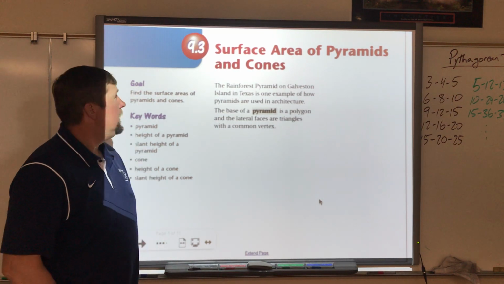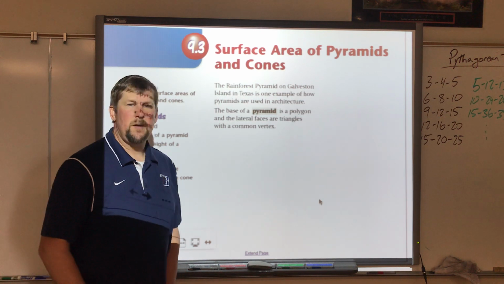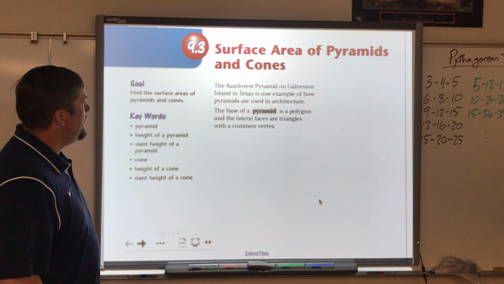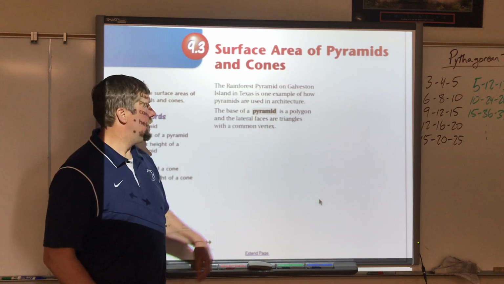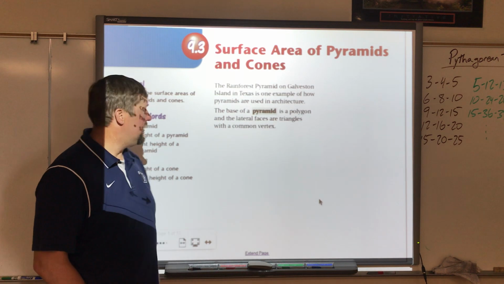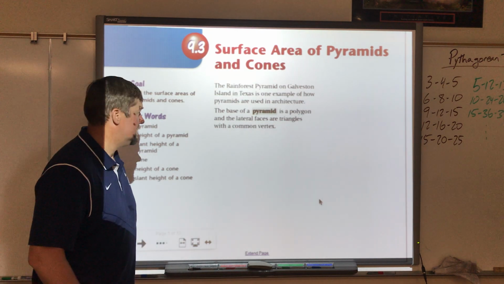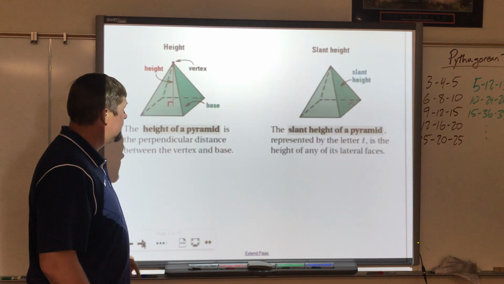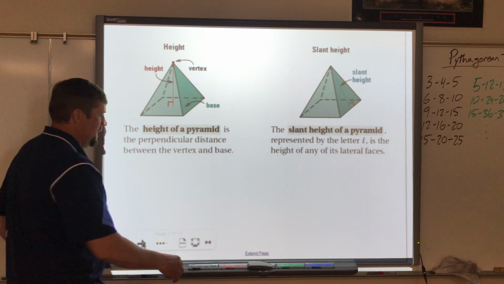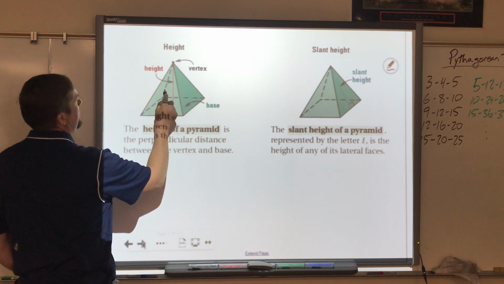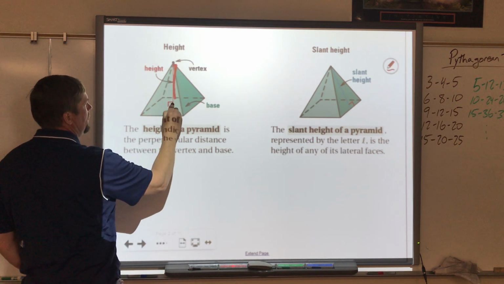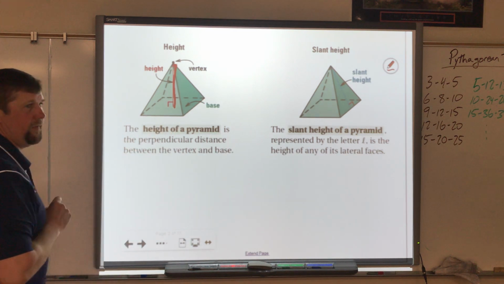9.3 is on surface area of pyramids and cones. When we're talking about a pyramid, the base of a pyramid is a polygon, and it has what we call lateral faces or triangles with a common vertex. Okay, so here is the height of a pyramid. The height of a pyramid goes from the vertex down to the center of the base.